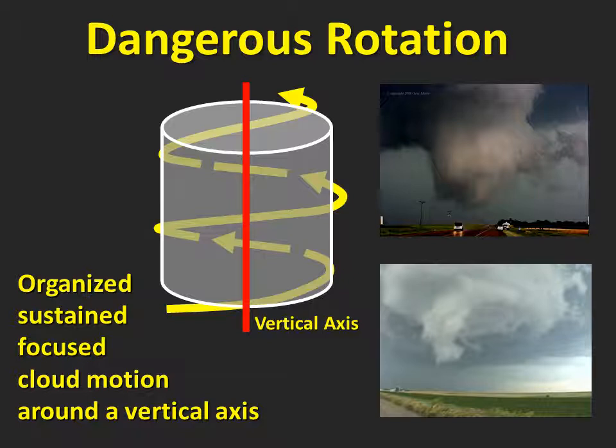In this diagram, the cylinder represents the cloud we're watching. Rotation would be cloud motion like a merry-go-round in a circle around the imaginary pole running through the middle of the cloud. This motion would be focused around this axis and persistent for several minutes. If you see clouds moving, but they're not focused around a vertical axis like this, then it's not rotation.